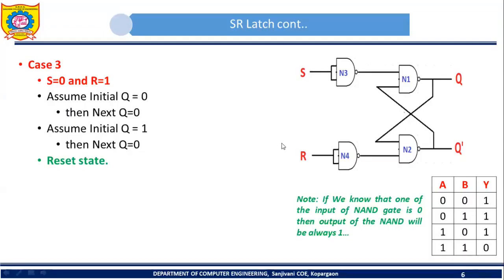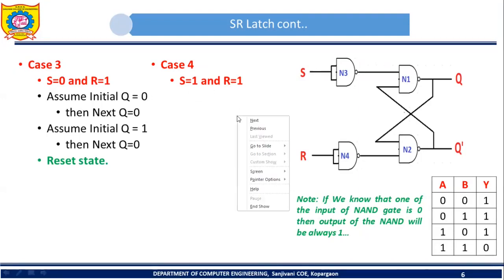Now let's see case number 4. So case number 4 is S is equal to 1 and R is equal to 1. So see, S is equal to 1 and R is equal to 1. So let's try to understand how SR latch will work if both inputs are 1 1. So here both inputs of NAND gate N3 are 1. So what will be the output? Here output will be 0. Similarly, here both inputs of NAND gate N4 are 1. So here output will be 0. So this 0 will become input to N1. This 0 will become input to N2.